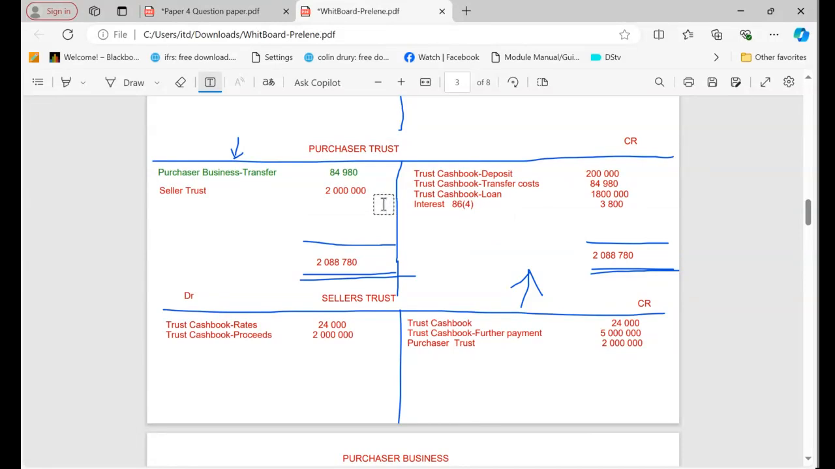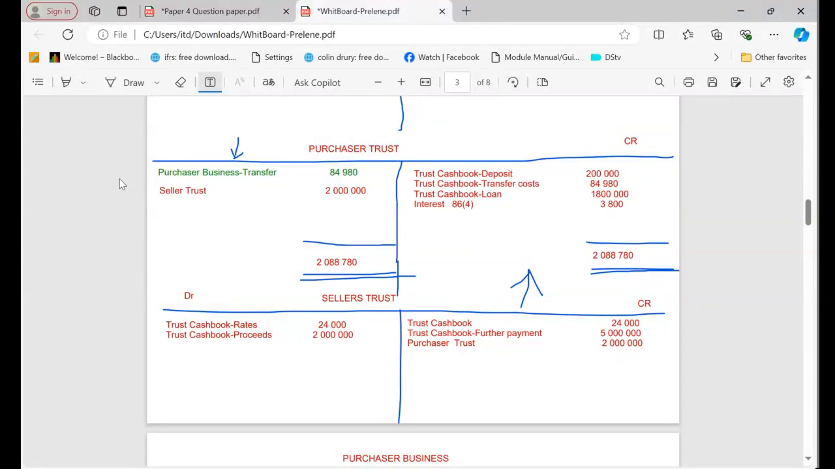So minus the two figure, minus 84, minus 2 million. Yes, okay, so now what do I do? I minus it, 2088780 minus 284980. The answer must be 3.8 because I'm checking both sides. If you find the difference, the answer must be 3.8.